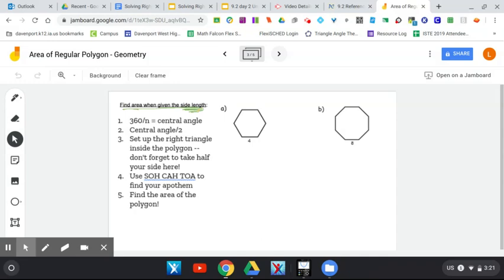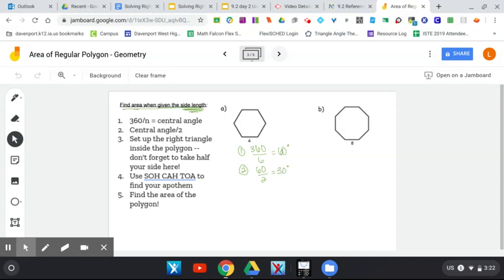All right, we will be giving you these steps when you take your quiz and your test over area of regular polygons. Okay, so you just got to make sure you follow the steps. All right, so here we're going to go to part A. For the first one here, I'm going to take 360 and divide it by my number of sides. Well, I have 6 sides here, so that gives me 60 degrees. So then step 2, I'll take 60 degrees and cut it in half, and I will get 30.